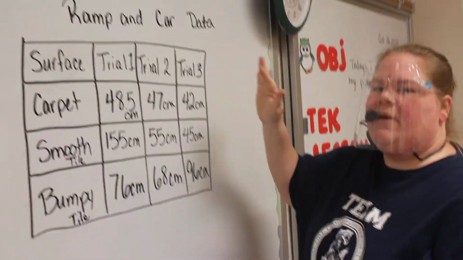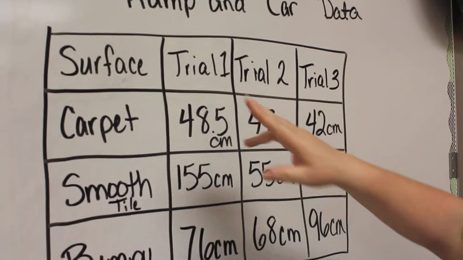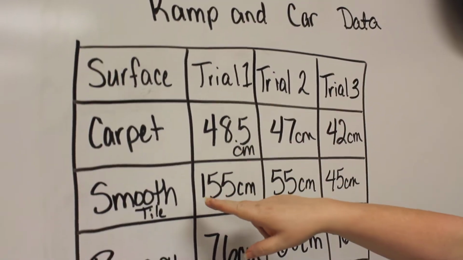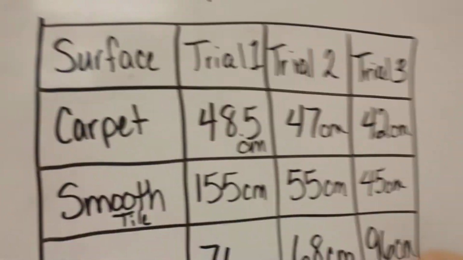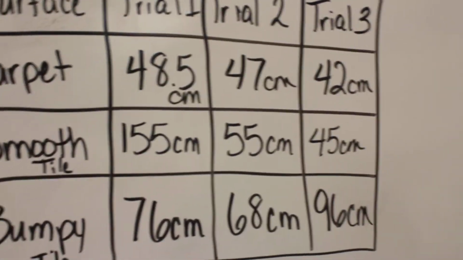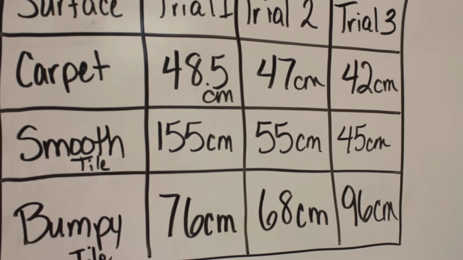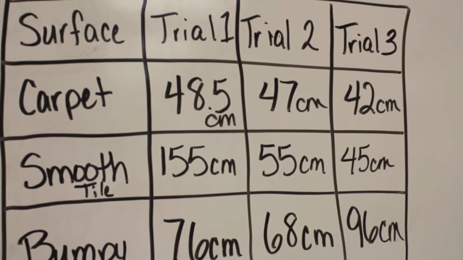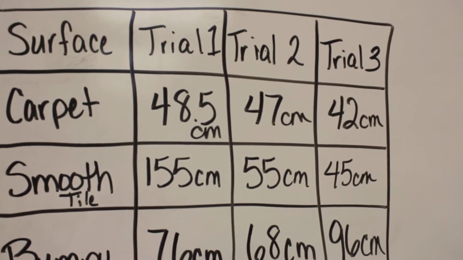Okay, so on your paper, you should have your data for the ramp and car data. We have our surfaces: carpet, smooth tile, and bumpy tile. We have trials 1, 2, and 3. So looking at our data, which surface did the car travel the shortest distance?